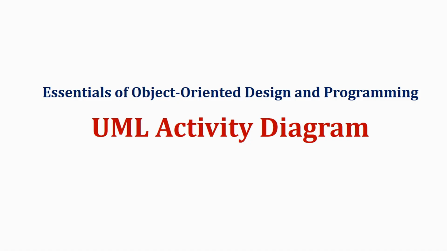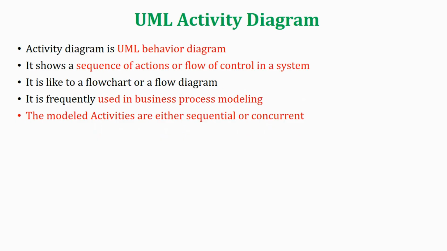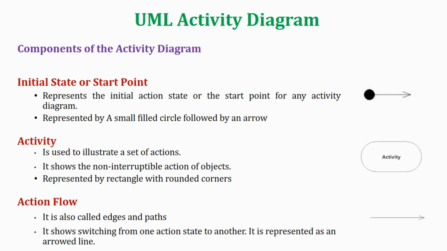In this presentation, we are going to discuss the UML activity diagram. The activity diagram is a UML behavior diagram. It shows the sequence of actions or the flow of control in a system. It is similar to a flow chart or flow diagram. It is frequently used in business process modeling. The modeled activities are either sequential or concurrent.